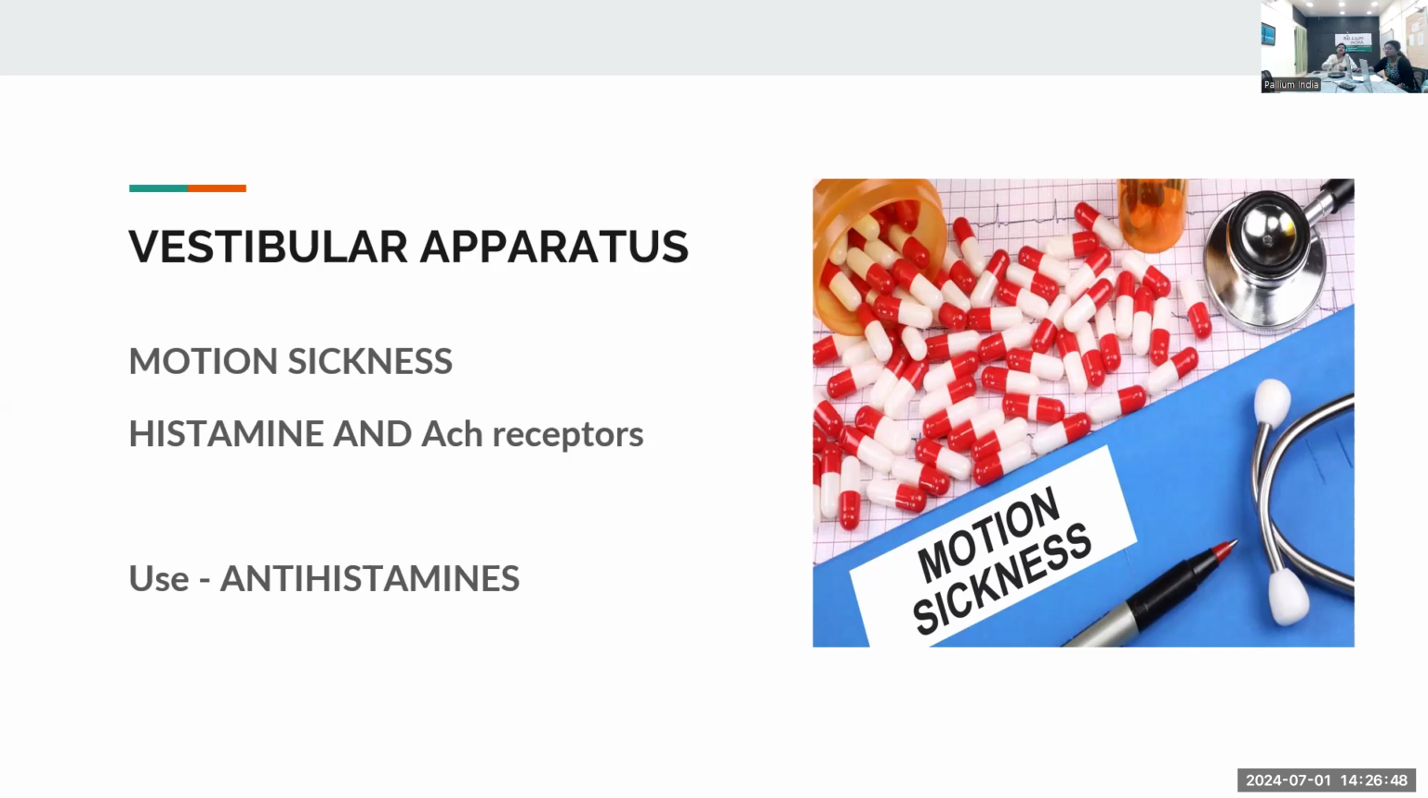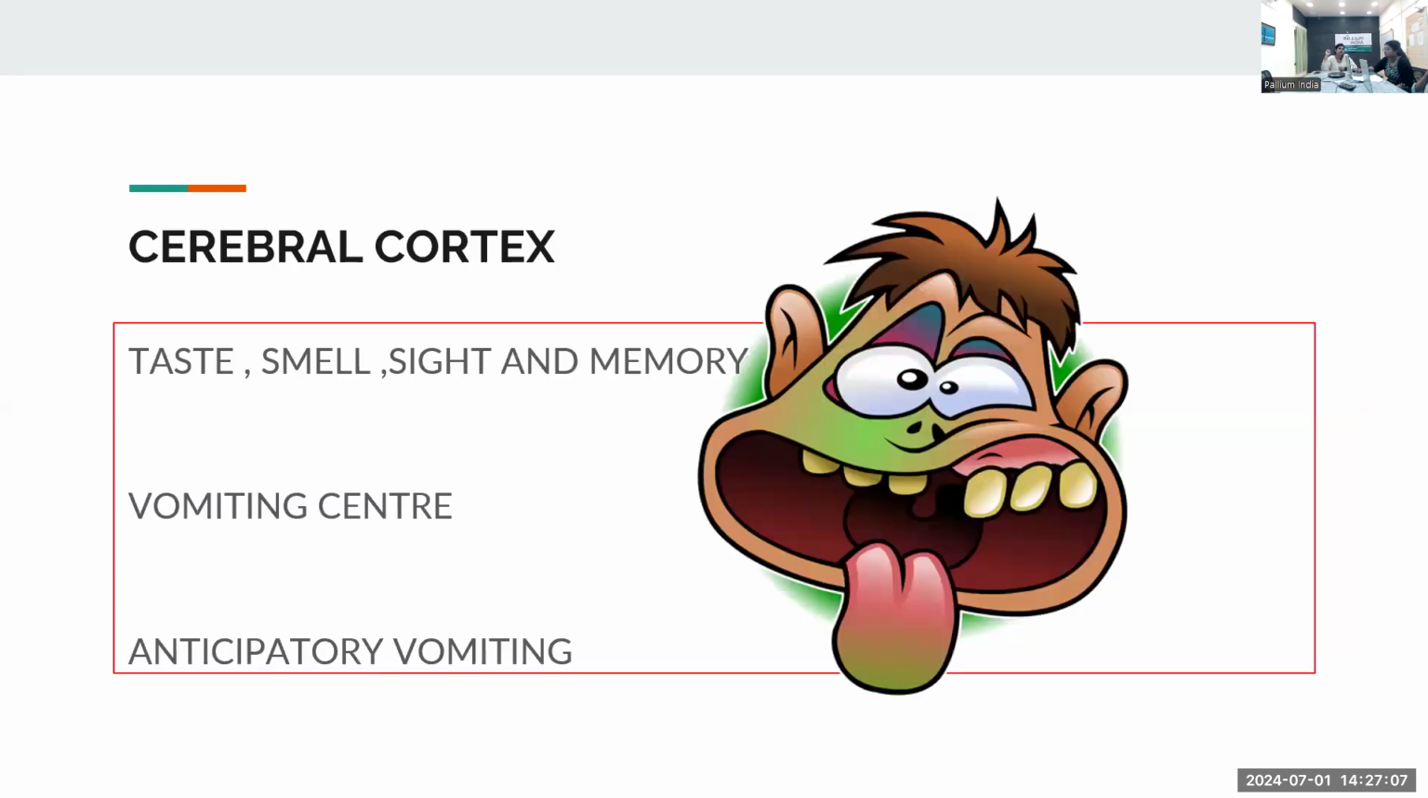Okay. We can also give anticholinergics here in vestibular. Both M1 and H1 are stimulated. Both muscarinic and histaminic receptors are stimulated in the vestibular apparatus. So you can give antihistamines and anticholinergics. Basically, you can give antihistamines. Next one.